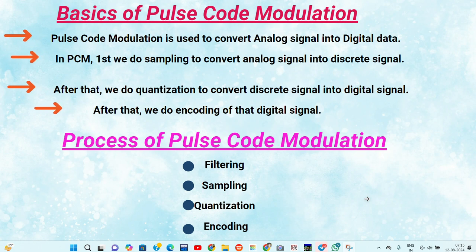In that, first we will do sampling to convert the given analog data into a discrete analog signal. It means if we have one continuous analog signal, then by sampling we can convert that into discrete signals. Then after sampling we will do quantization, and this quantization is done to convert the discrete signal into a digital signal. And lastly we will do encoding, so the encoding will translate the quantized sample into digital data.